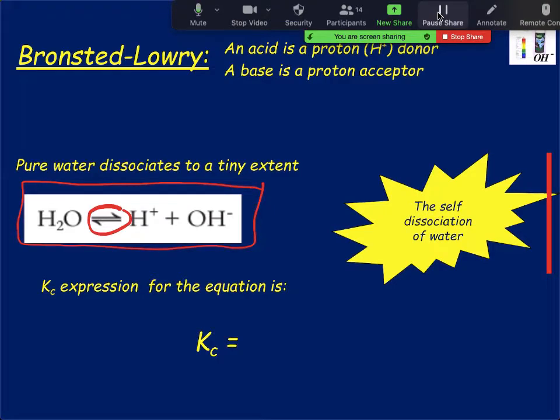So you should have had some practice on Kc. So lads, anyone want to tell me what your Kc is? H plus by OH minus over H2O. Perfect.